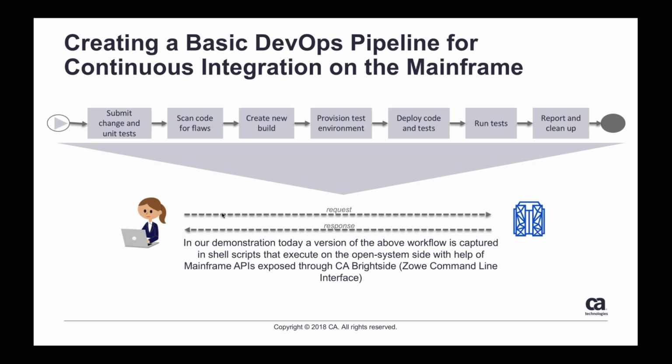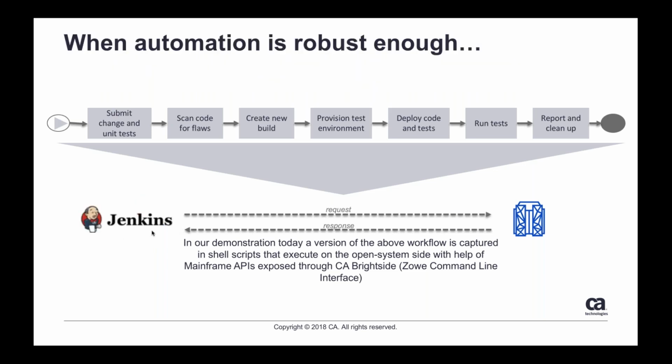We'll create a new build, provision a test environment, deploy the new build and tests, run them, create a report, and clean up. And Michelle can be the tooling set in place with Zoe serving as a bridge between her open system tools and mainframe. We'll be able to first interactively create scripts and automation for those steps, and then hand them over to Jenkins to automate these workflows and integrate into the rest of the pipeline.